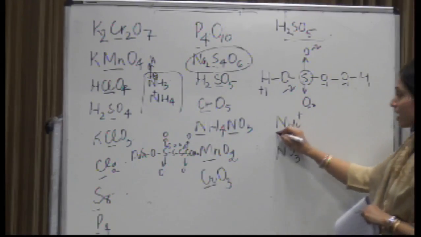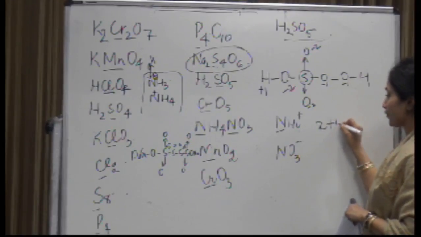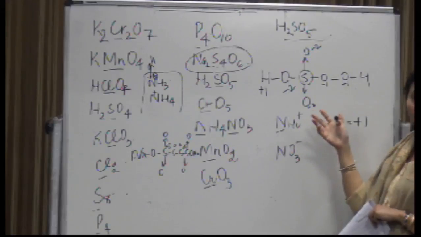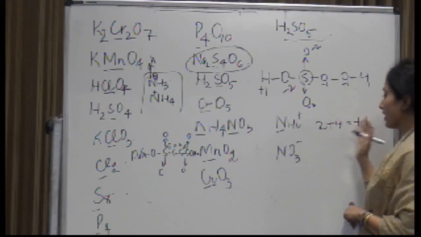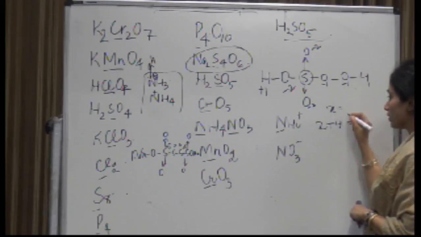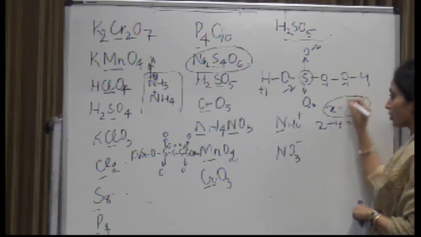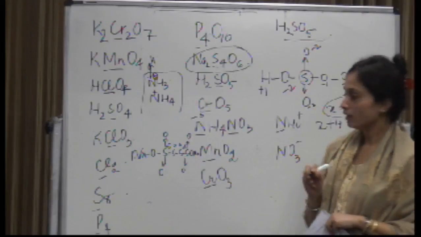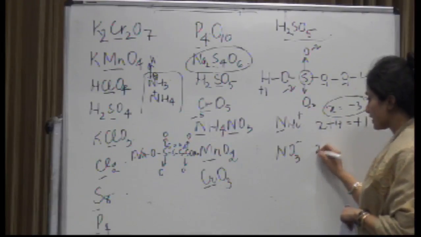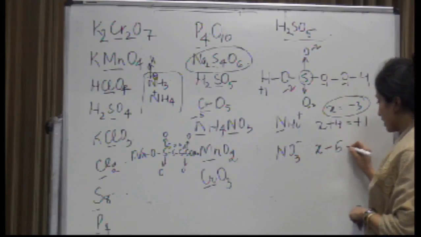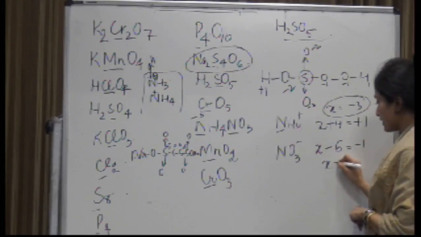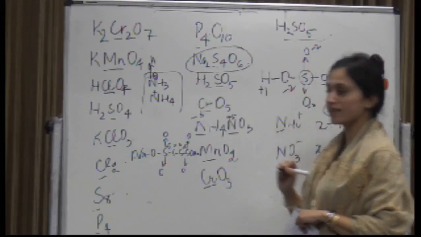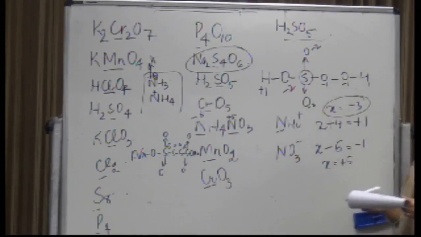Why? Because if this nitrogen is X, X plus 4 is equal to +1 because that's the charge on the molecule, or sorry, the ion. So then in that case X will be equal to -3. So this nitrogen is -3. ठीक है? Next, in NO3 minus it is X minus 6 is equal to -1. So X is equal to +5. So this nitrogen will be symbolized as +5.